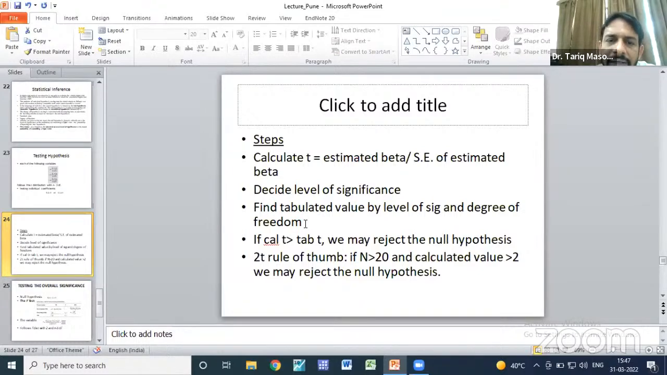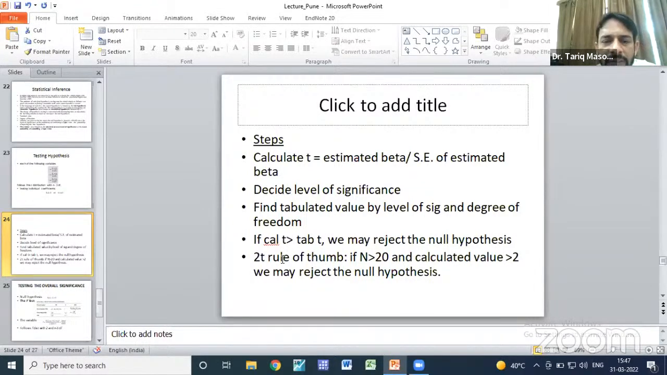Okay. So once you have decided level of significance, find tabulated value by level of significance and degree of freedom. Suppose you are looking at the t table, there is a need of level of significance and degree of freedom for tabulated value. So find tabulated value. Now next is, if your calculated value in the first step is more than tabulated value, okay, you may reject the null hypothesis, and rejection means that beta 2 does not equal to 0, and the meaning is that X has a significant effect on Y.